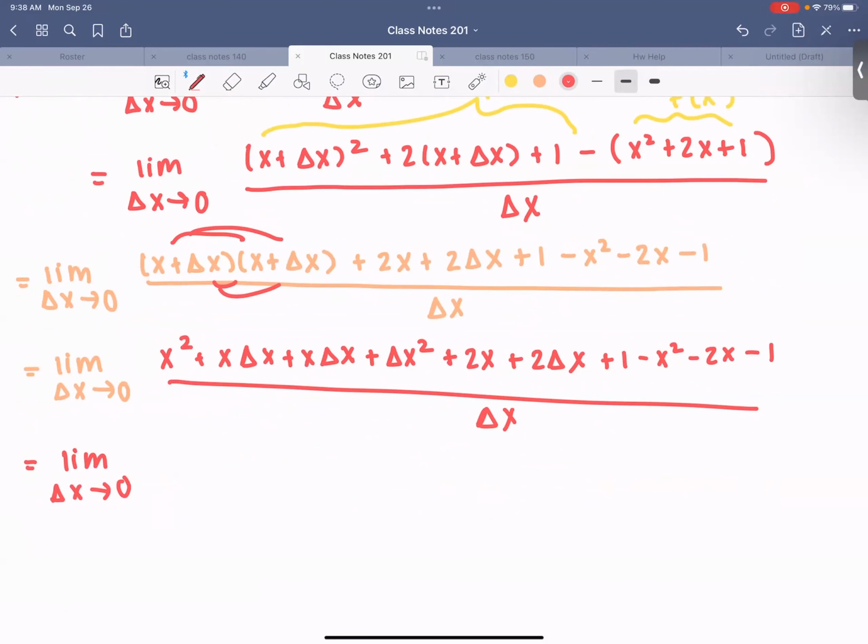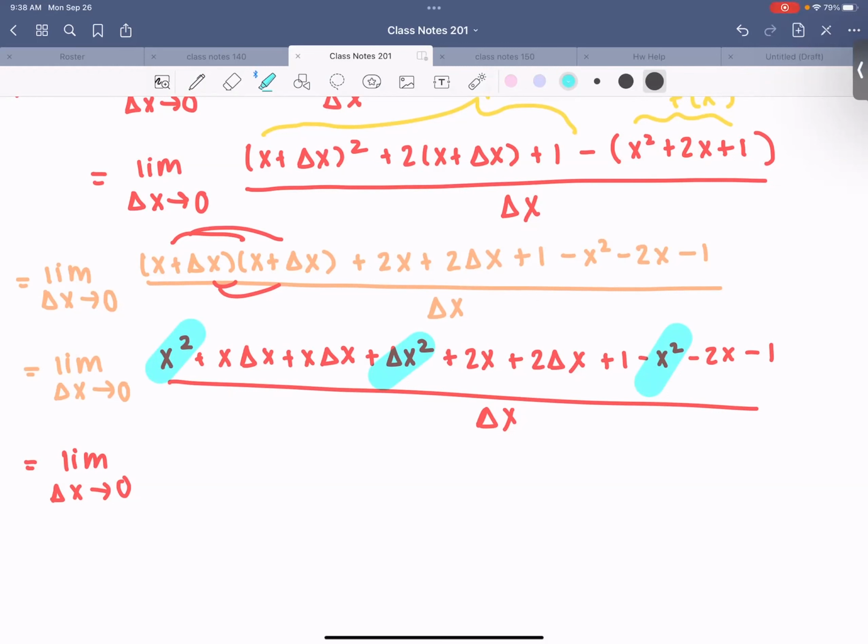Let me just talk about something real quick. We have an x squared and another negative x squared. We also have a delta x squared going on. Can I combine delta x squared and x squared? No.